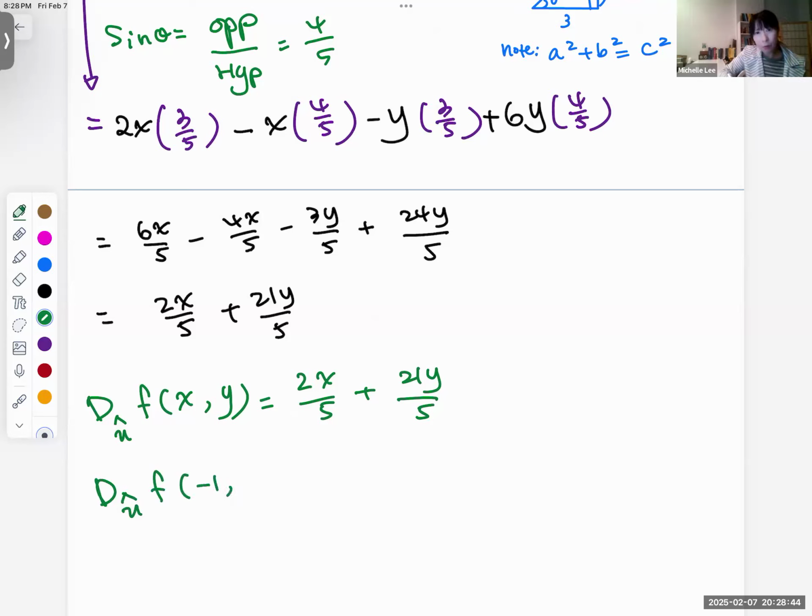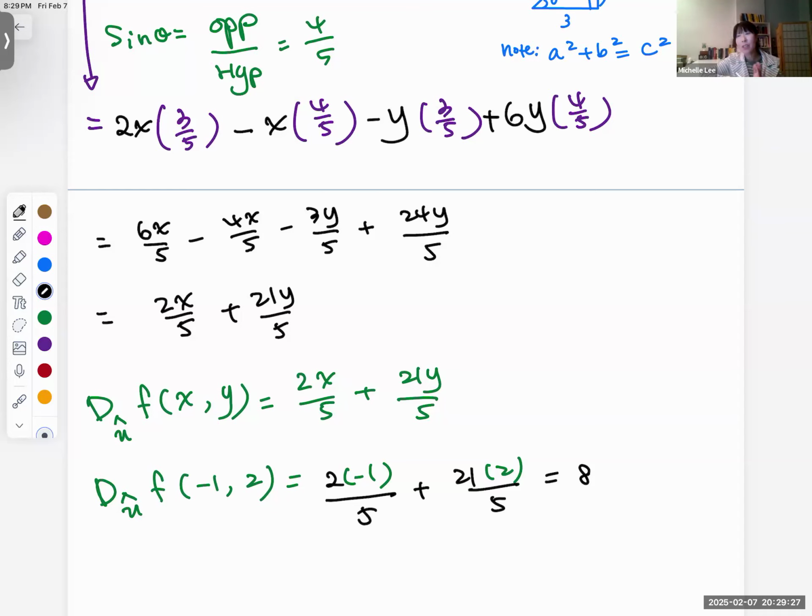So when x equals -1 and y equals 2, we have 2 times -1 over 5 plus 21 times 2 over 5. Can you please calculate? So we get 8, yeah? Okay, so this means the slope is 8 at the point -1 and 2.